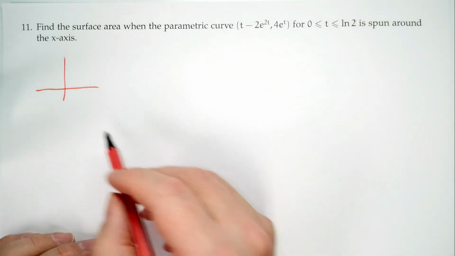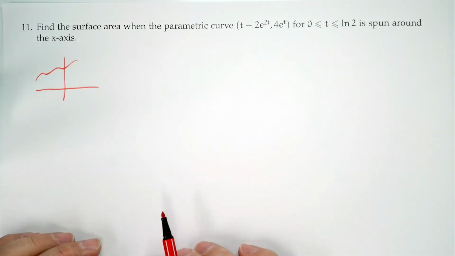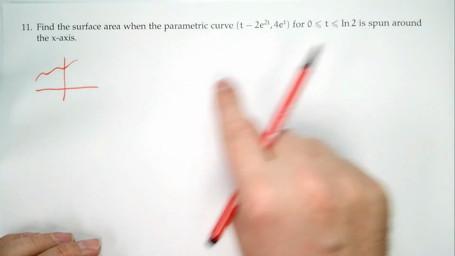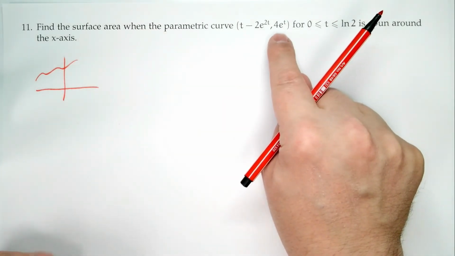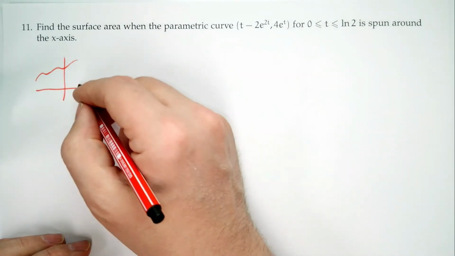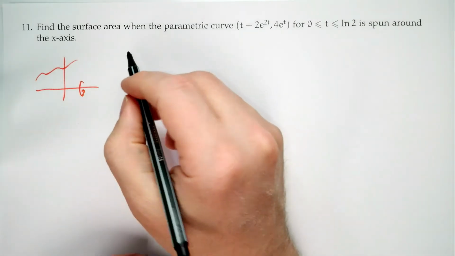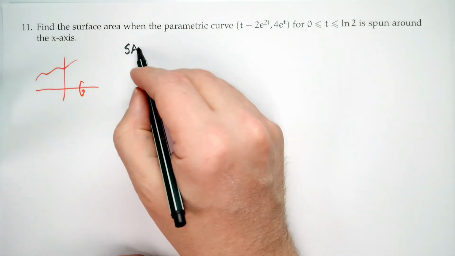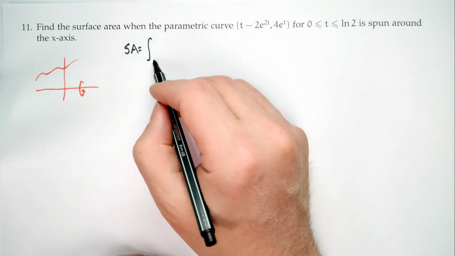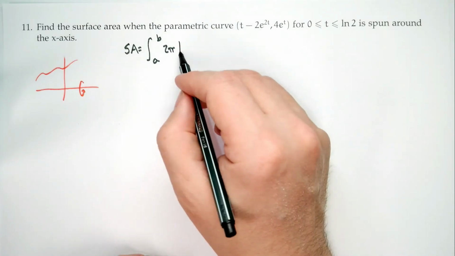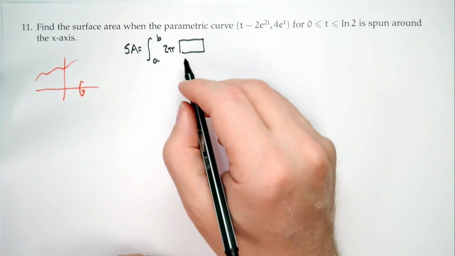Now, like I said, I don't know exactly what it looks like. Well, it looks something vaguely like that. I do know for sure that it's on the positive side. So in other words, look at that 4e to the t. It's always positive. And we're going to spin it around the x-axis. All right. So that's our goal. That's what we want to find. Now, what are we going to do? Well, let's remind ourselves about surface area. Now, surface area, we have a nice generic formula. We're adding up our little pieces of surface area. And our little pieces look like 2 pi, and then there's a box. And what goes in the box?